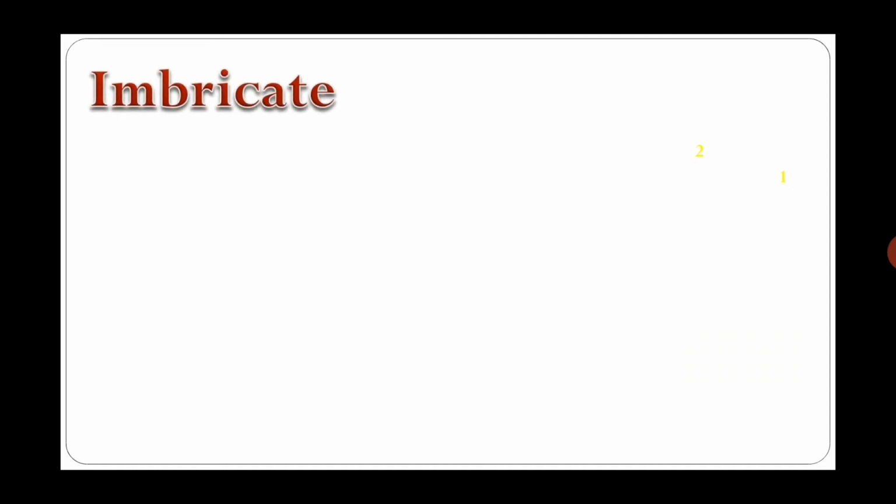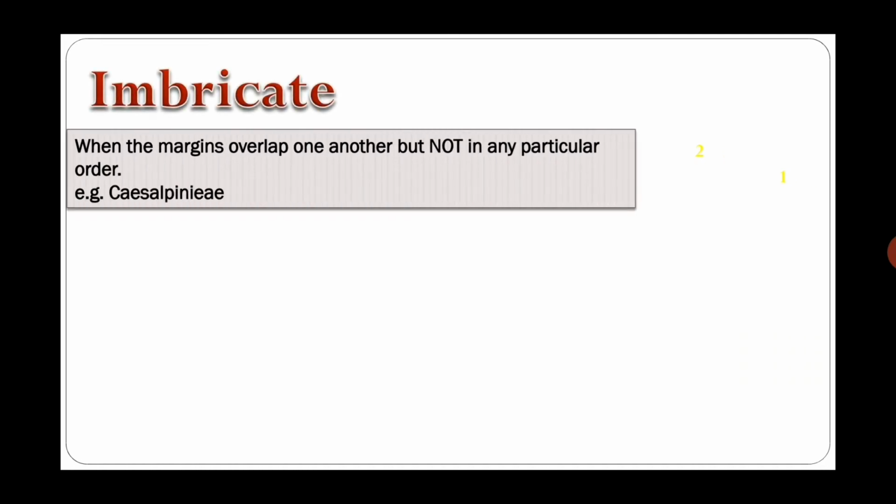Then the next type is imbricate estivation. In this, the margins overlap one another but not in any particular order. So there is no order of the overlapping. There is overlapping, but no particular order, as was the case in twisted estivation. An example of this is family Caesalpiniaceae.